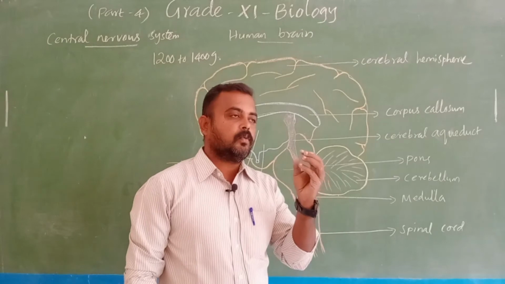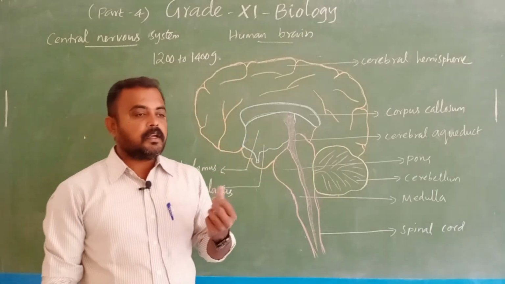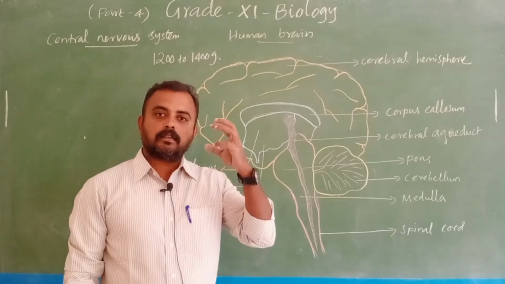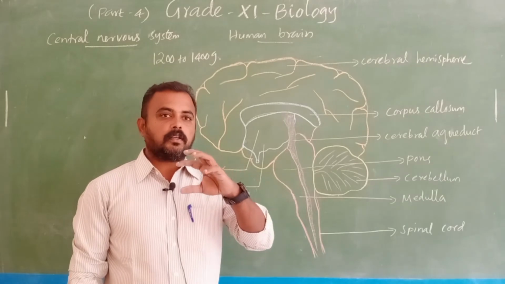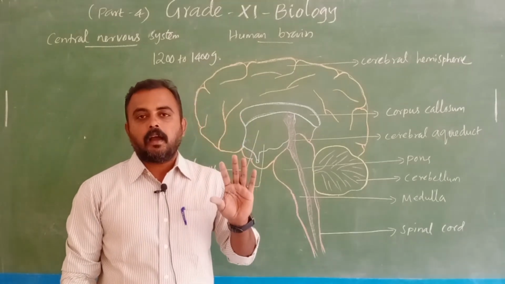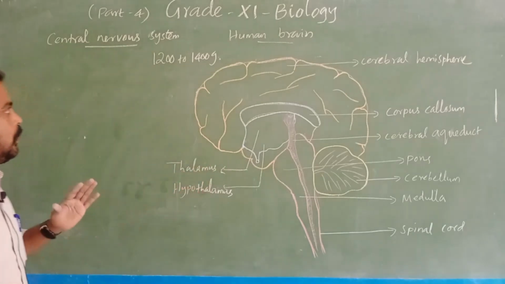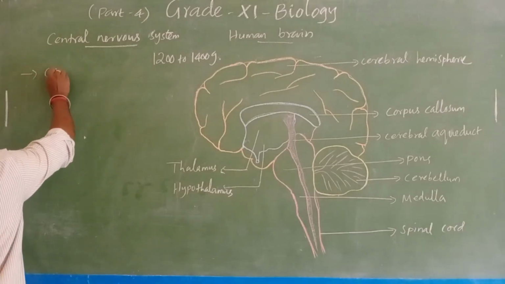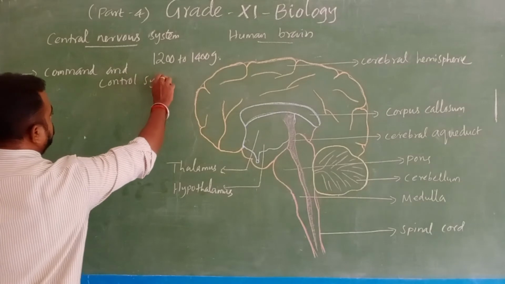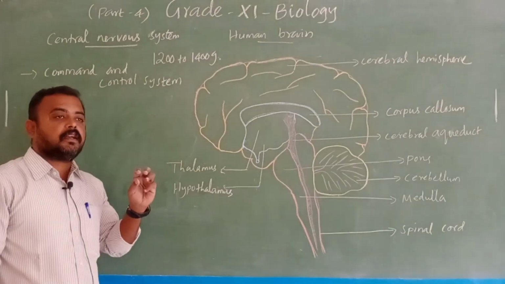What is the function of the human brain? It does many functions. Mainly it receives the message, then thinks, then gives a command. Its main function is that it detects what has happened and interprets it, then gives a command. We have so many functions, but mainly this happens. So it is a command and control system. The brain is the command and control system, which controls all things and also gives commands.